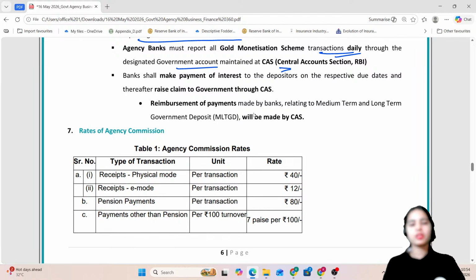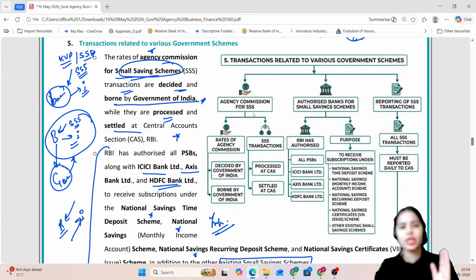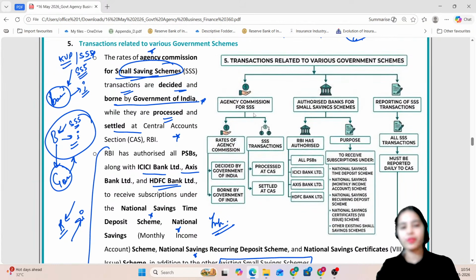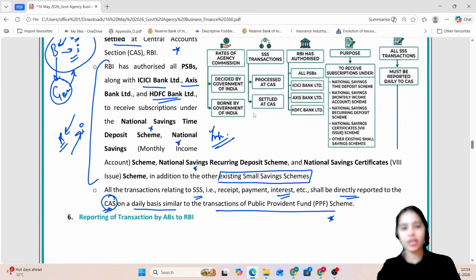Okay, so this is the basic idea. We have understood that for small savings schemes, the government will pay the commission, and the RBI has authorized public sector banks, ICICI Bank, HDFC Bank and Axis Bank to undertake the small savings schemes and the other kinds of schemes on behalf of the government, and to receive the subscriptions and make the payments.